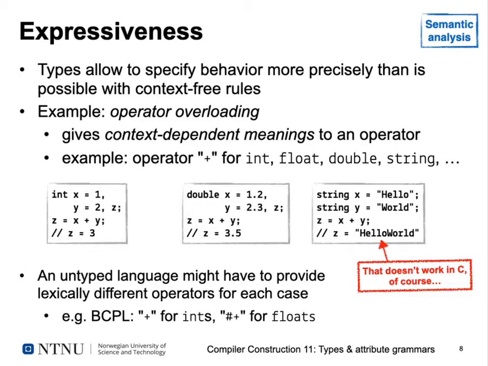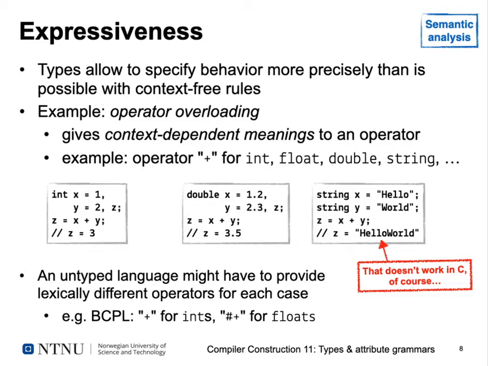So we already mentioned that another advantage of having type systems and types in general is that they allow to specify the behavior of a program more precisely than what would be possible with just context-free rules. And one example for this is operator overloading. So operator overloading means we have an operator like a plus operator here, and depending on the data types that you use, this plus operator can have different meanings. So you have context-dependent meanings for an operator here, which our context-free grammar actually cannot figure out. We've seen this already when we had a look at different grammars and examples here.